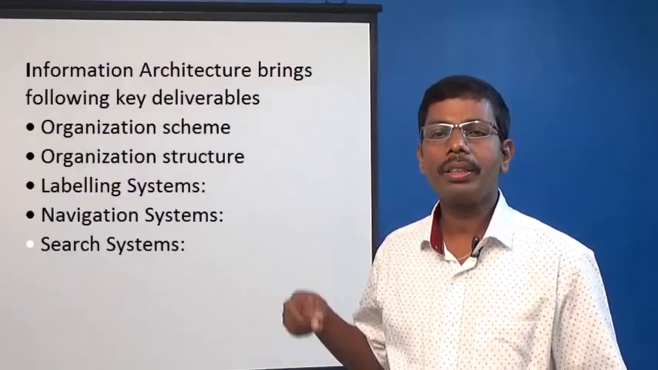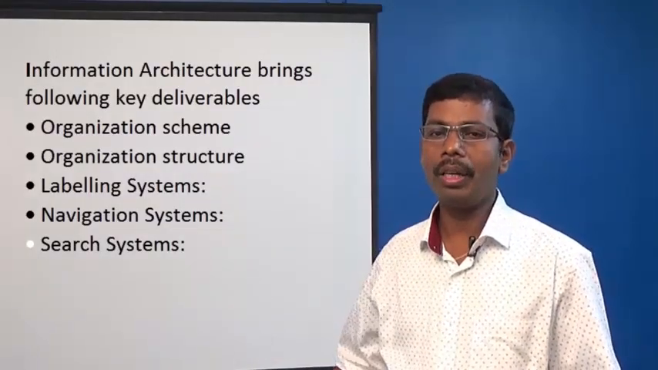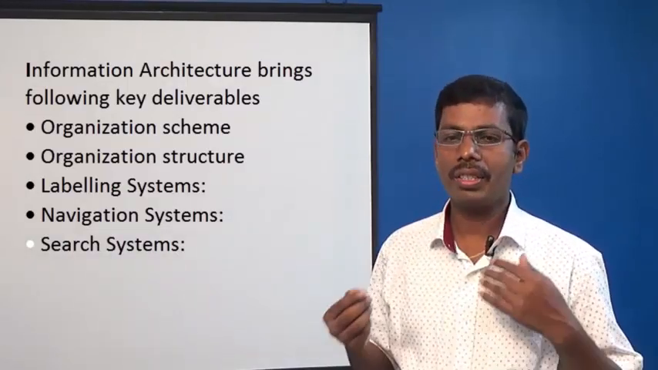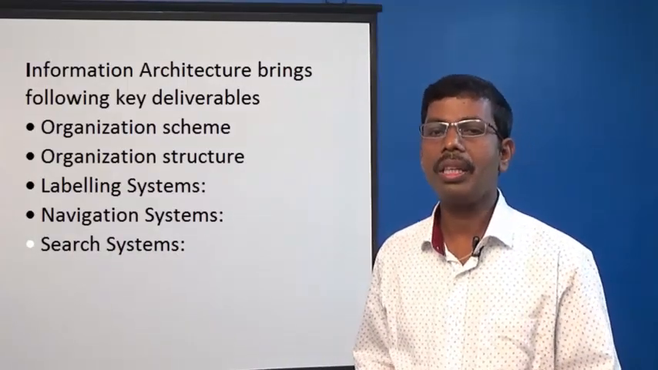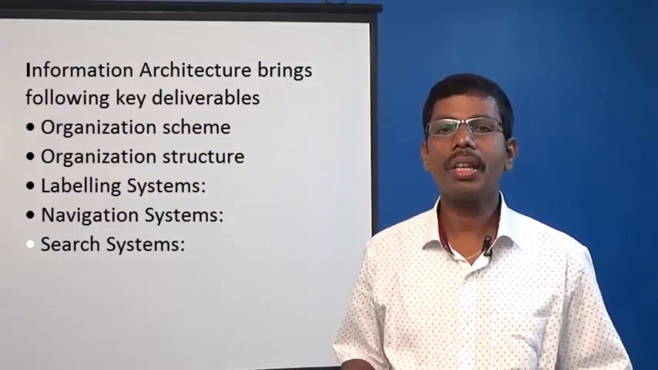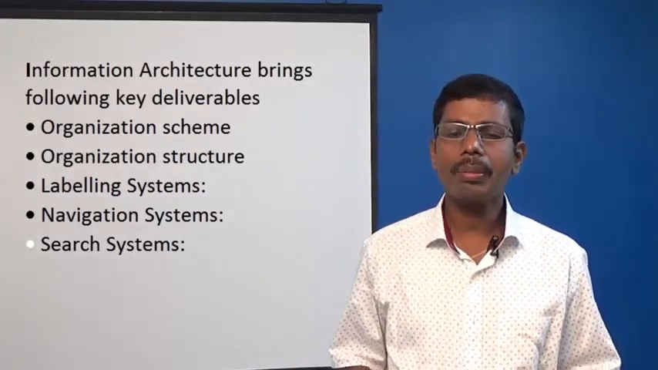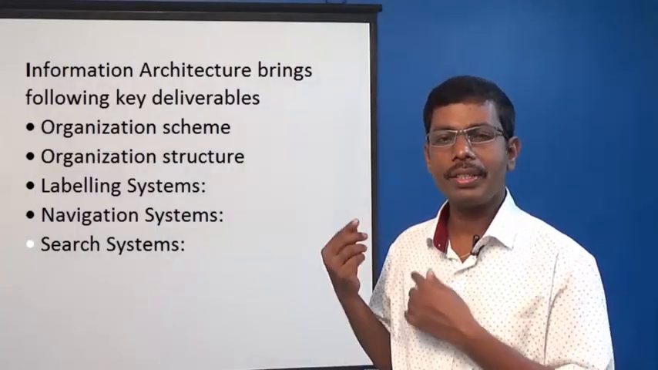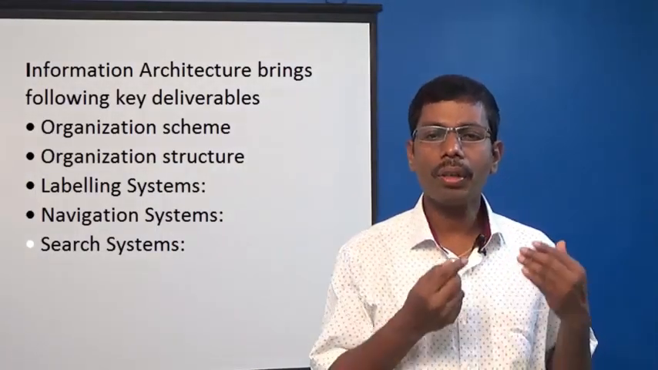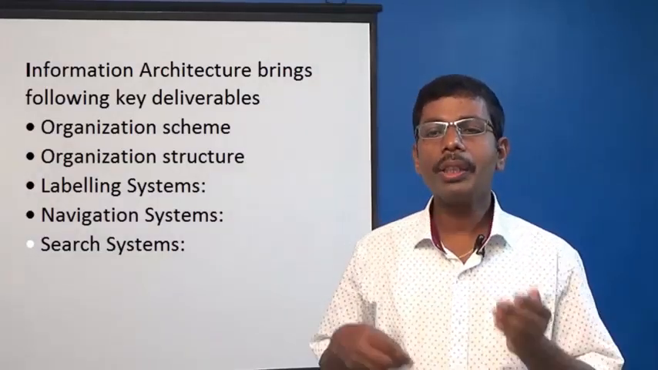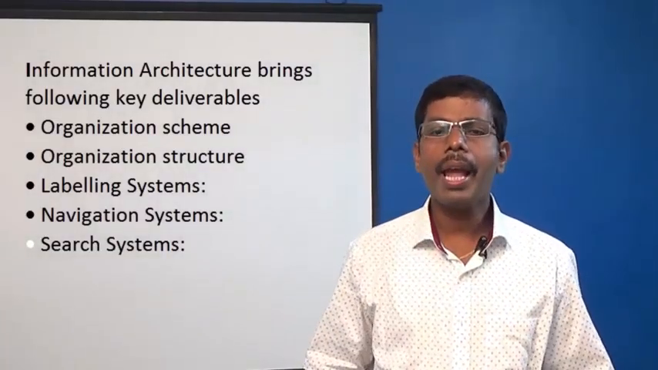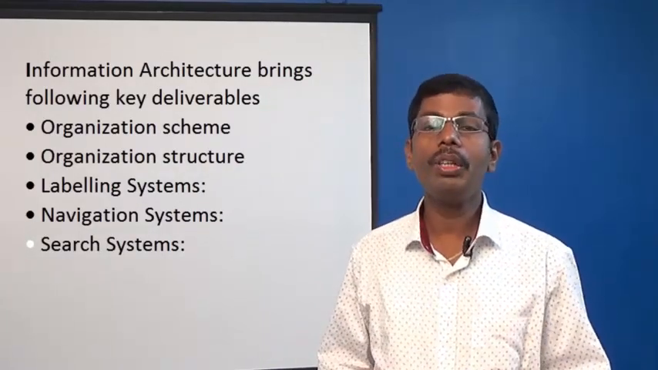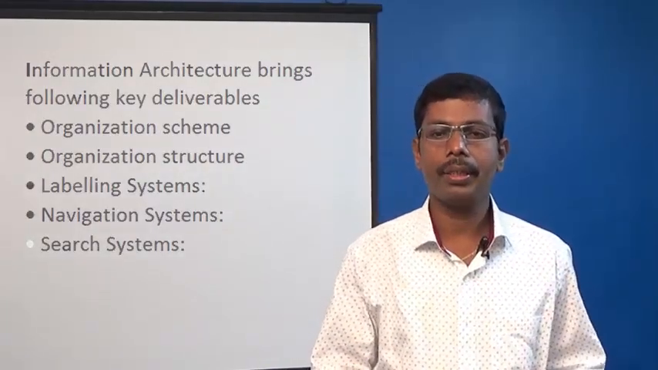So information architecture brings the following key deliverables. The first one is the organization schemes, then organization structure, labeling systems, navigation systems, then search systems. Let me explain one by one. The two major types of organization schemes are exact organization schemes and subjective organization schemes. The exact organization schemes objectively divide information into mutually exclusive sections.